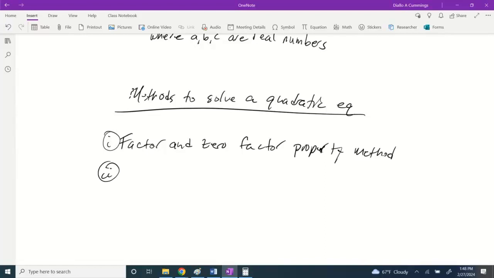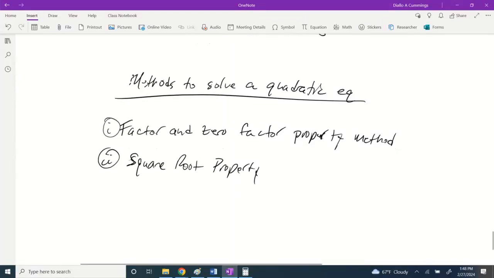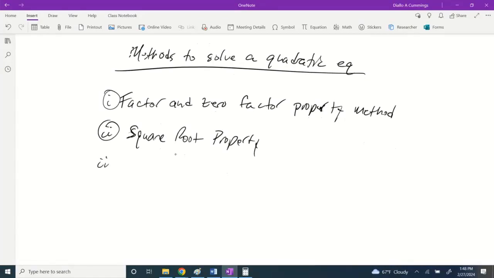The second method is called the square root property. Okay, we're going to take a look at all of these. The third method you can use to solve a quadratic equation is completing the square.